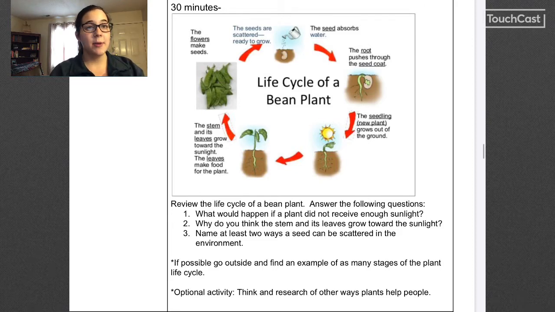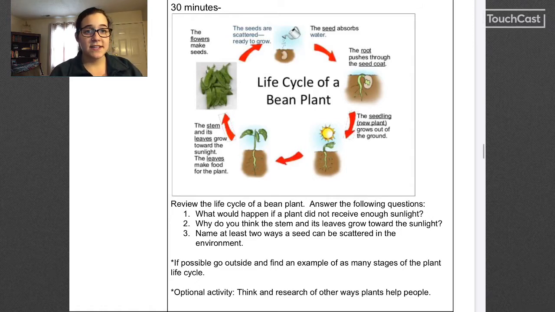And at the top you see that the seeds are scattered in the ground and they're ready to grow. So you just put them down in the soil and then the seeds will absorb water. Then the root will push through the seed coat and the seedling, or the new plant, will start to come up out of the ground. And in that bottom picture on the bottom right, you can see that there's a sun in the picture because the light is what is going to help this plant grow.